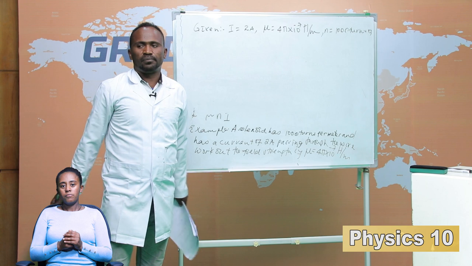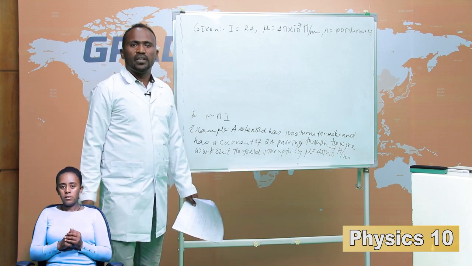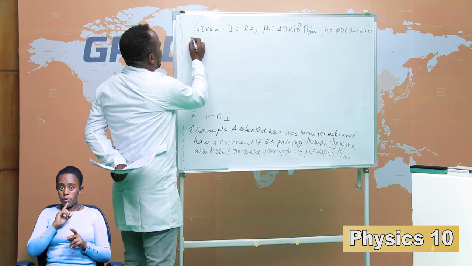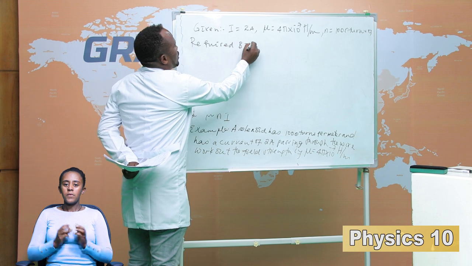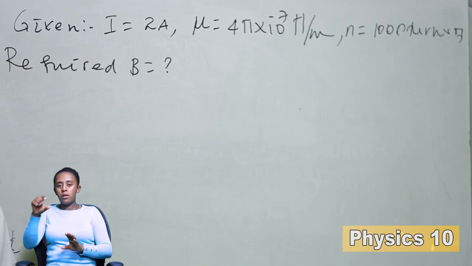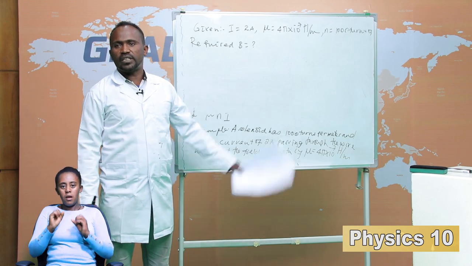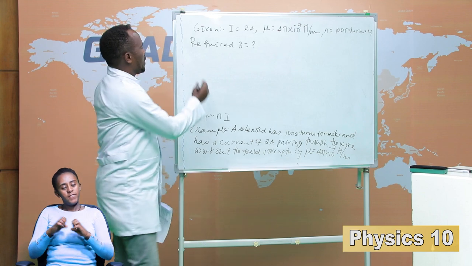So what is required? Who can tell me? The required one is the magnetic field of the solenoid. We don't know the value of the magnetic field of the solenoid. So, can you try this equation, my student? Excellent.